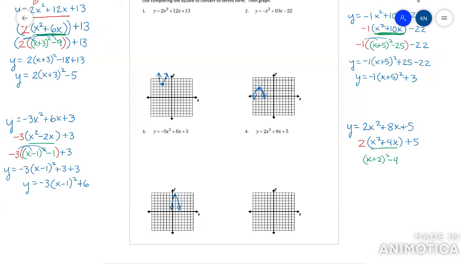But there's a 2 that's going to have to get distributed to both of those things, and then the plus 5 at the end. So distribute the 2. You would get y equals 2 times x plus 2 squared minus 8 plus 5. Combine your like terms at the end. All right, and so now I have a vertex of -2, -3 and an a value of +2.